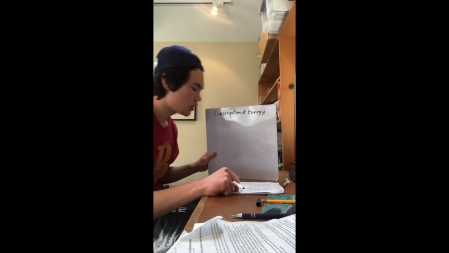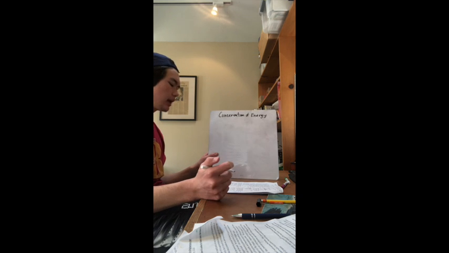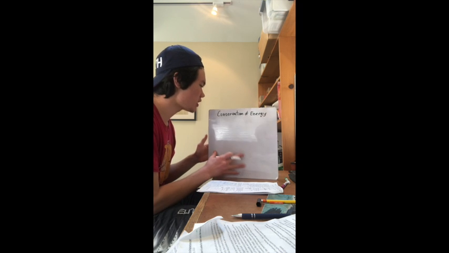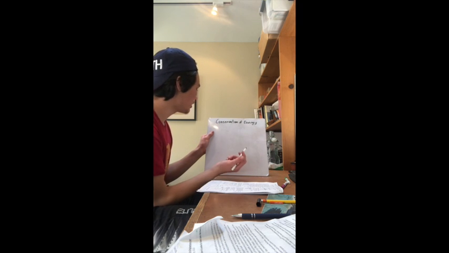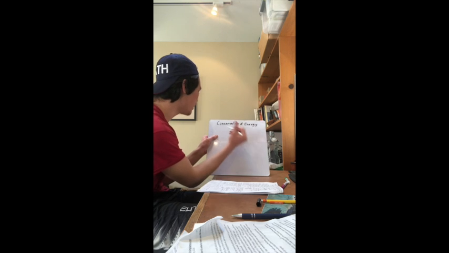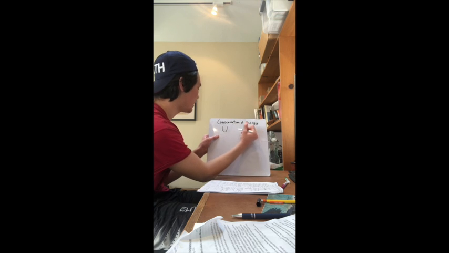All right, next topic is conservation of energy. It corresponds with problem number 9, and it's a pretty big topic. So let's get right into it. There's basically two types of energy: potential energy, represented by a U, and kinetic energy, represented by a K.